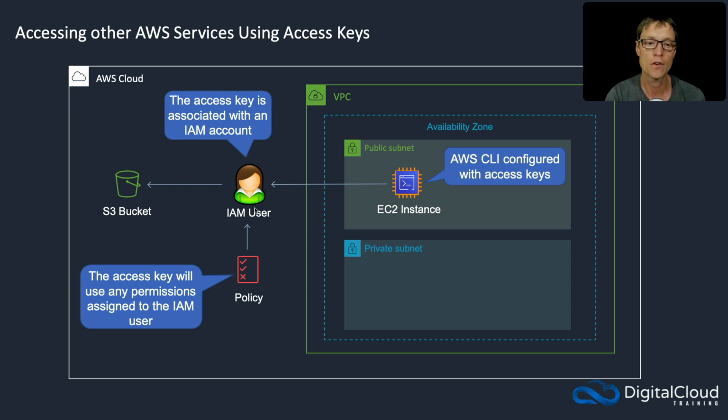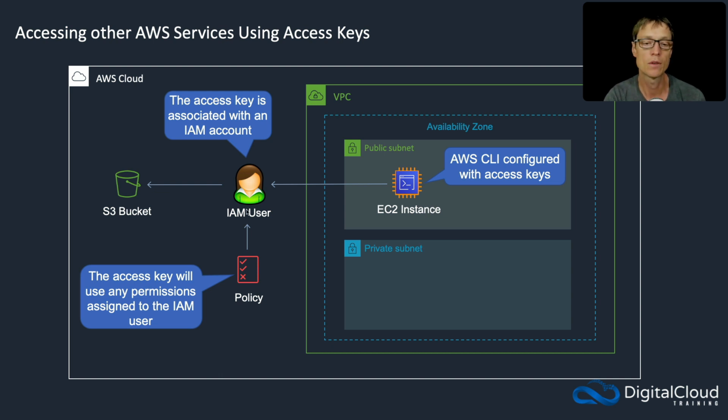You know, you're not configuring the user password or anything, but you're configuring the access keys that are associated with the user on the EC2 instance. And the EC2 instance is then able to use the policy permissions that are assigned to the account where the access keys come from to access the bucket. So we'll see how to do this in the console so it makes more sense.